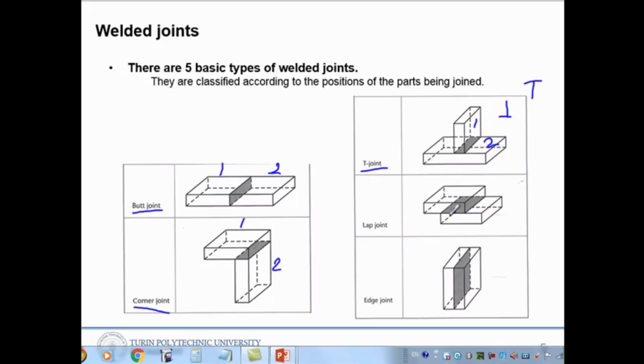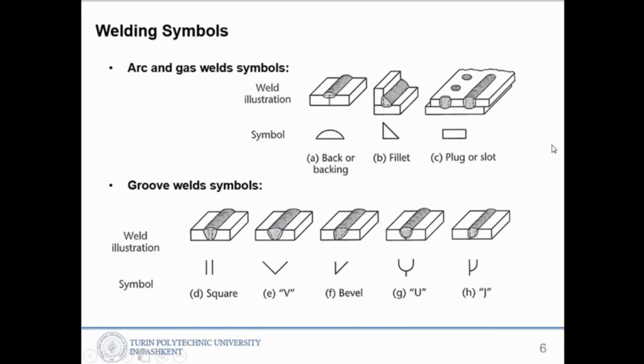The lap joint: you put the first plate like this and the second plate on the bottom, and the welding place is shown in gray color; that's called a lap joint. And if you join the side edges of the plates, the first plate and second plate this way, so the gray area is joined together, that is called an edge joint. In the next slides I will show how it looks in reality and how it looks in symbolic representation.